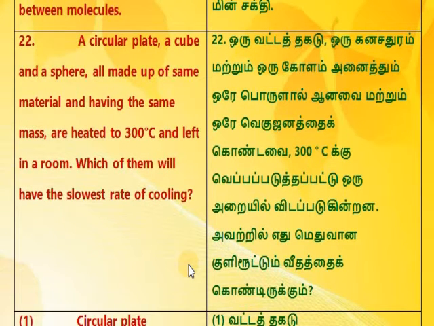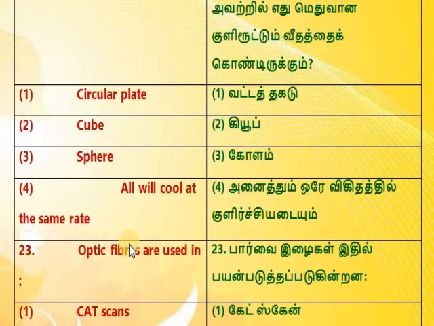A circular plate, a cube, and a sphere, all made of the same material and having the same mass, are heated to 300 degrees Celsius and left in a room. Which of them will have the slowest rate of cooling? 1. Circular plate. 2. Cube. 3. Sphere. 4. All will cool at the same rate.